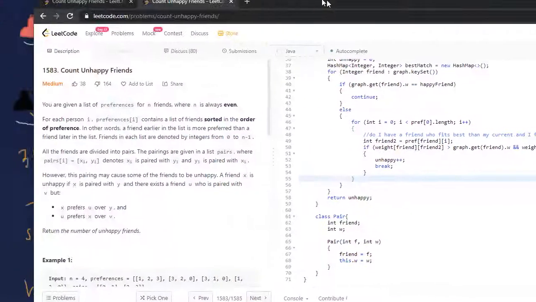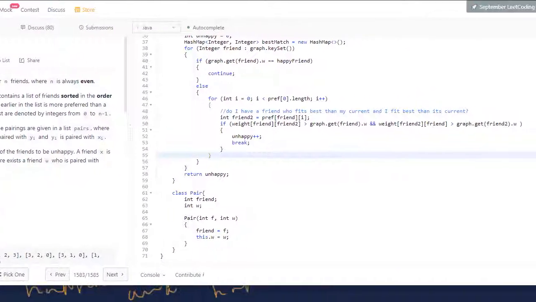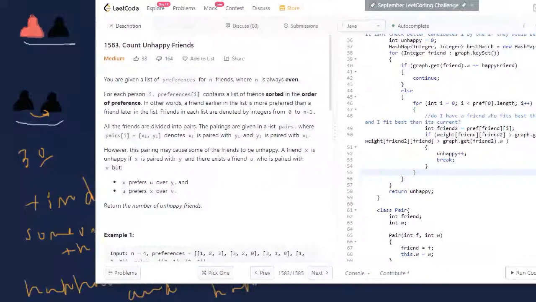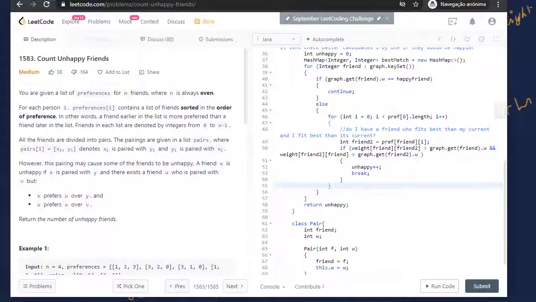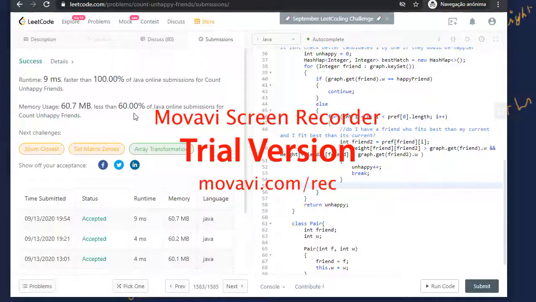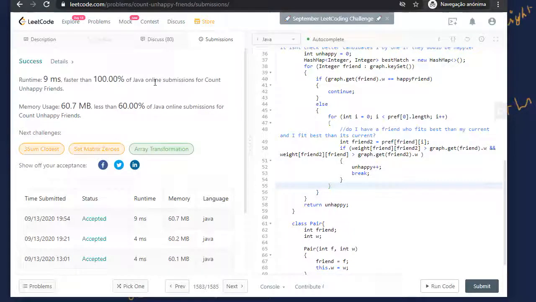Okay, so I will show you how it goes. I'm sorry, I have to play a little bit with the size of the screen. So okay, this was the final result.